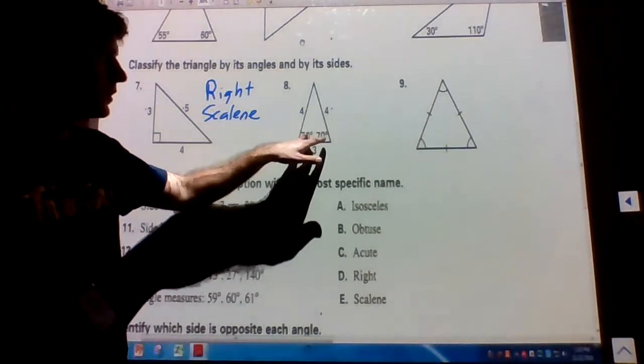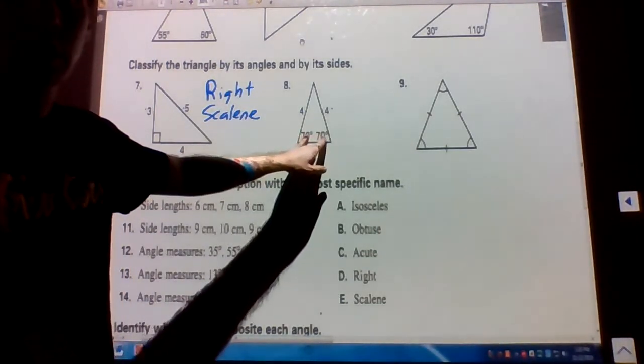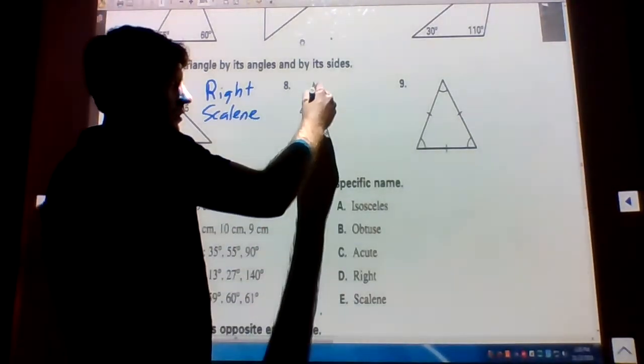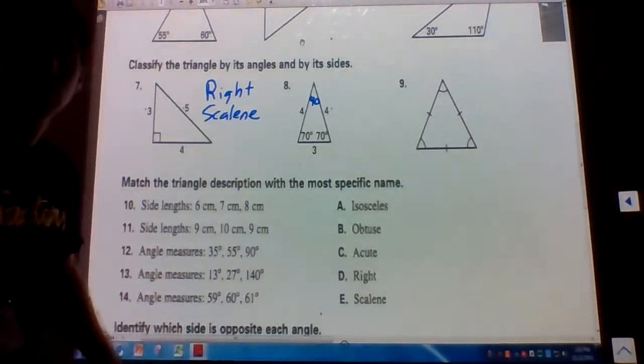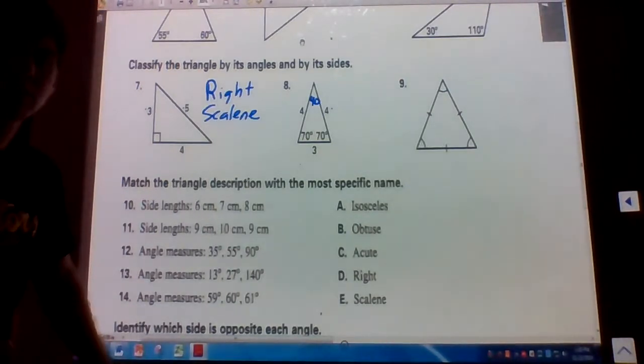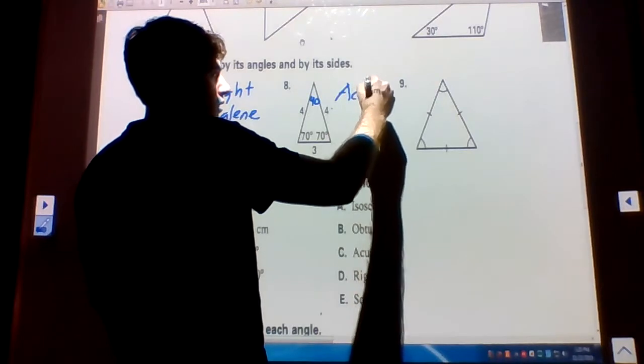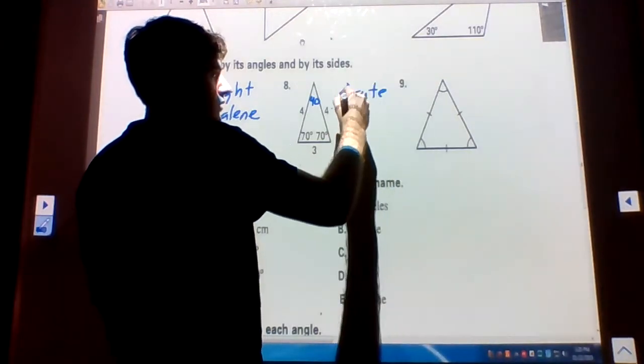These two angles are 70 degrees. Since the three angles of a triangle add up to 180, we can do 180 minus 70, and that gives us 40. So all three of those angles are less than 90, so it's acute. So we'll say acute isosceles.